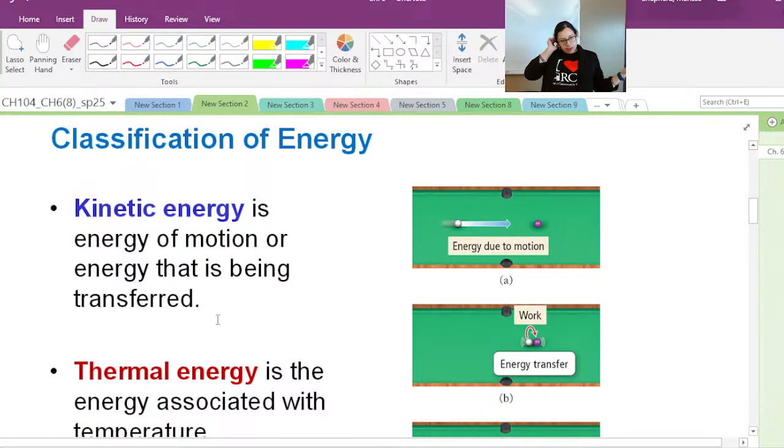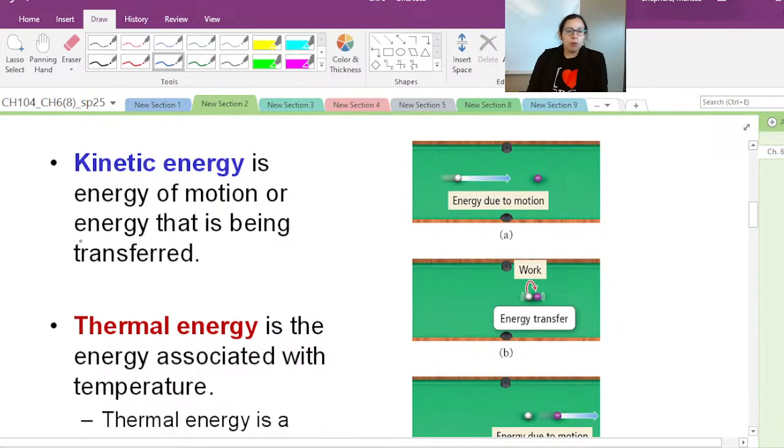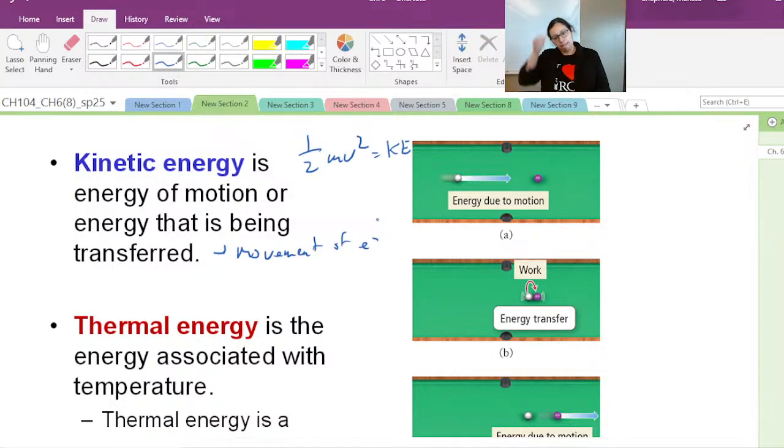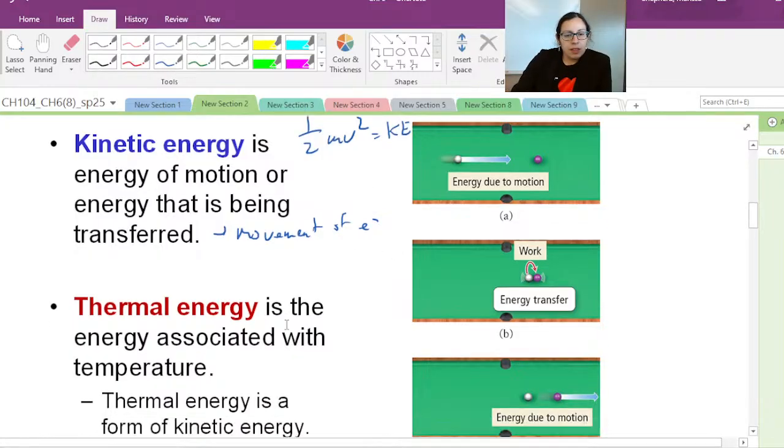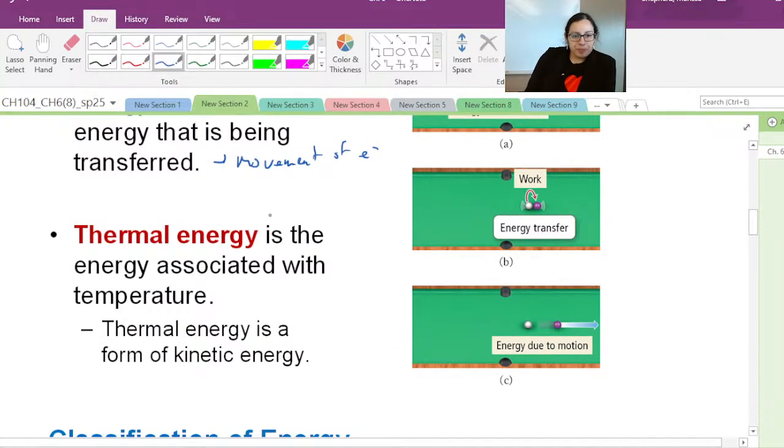Now we want to think about different types of energy. Of course, kinetic energy is the energy of motion. Kinetic energy can be 1/2 mv squared. That's one formula to quantify energy. Kinetic energy can also refer to the movement of electrons, little electrons flowing around in circuits, so that's kinetic energy. And then thermal energy is energy associated with temperature, looking at that heat flow.